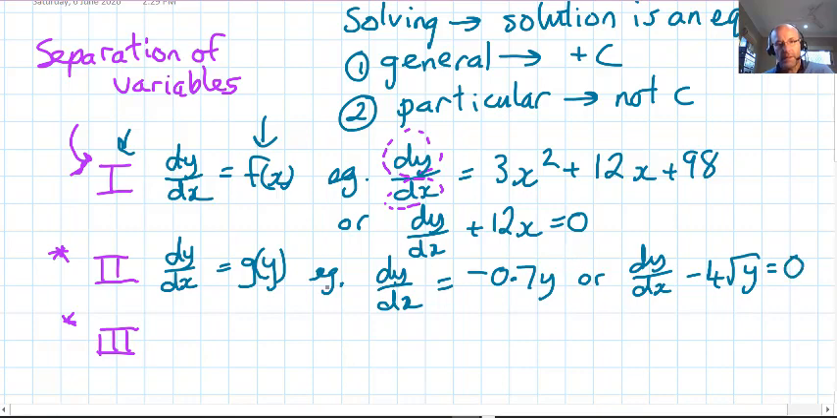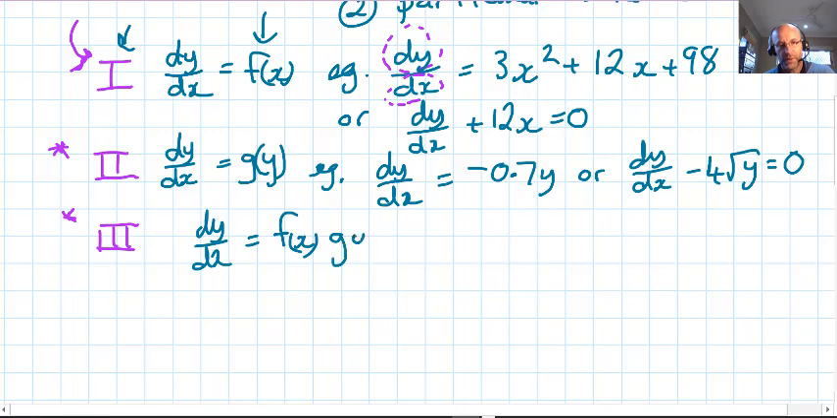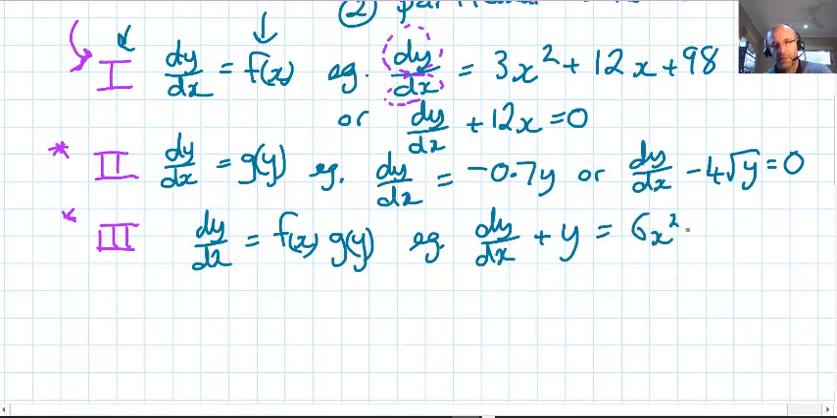And the third and final type is dy dx equals f of x times g of y. So the form is a function of x times some function of y. An example might be something like dy dx plus y equals 6x squared y, as an example of that form.